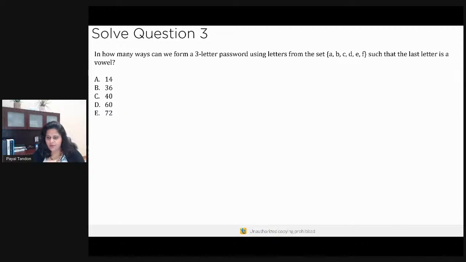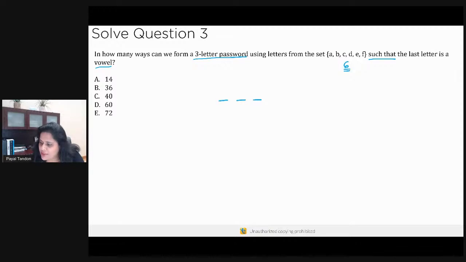All right, let's solve this question. Again, as I said, very straightforward question. In how many ways can we form a three-letter password? As soon as I read three-letter password, I create three spaces. Using letters from the set A, B, C, D, E, and F, so there are a total of 6 possibilities over here, such that the last letter is a vowel.